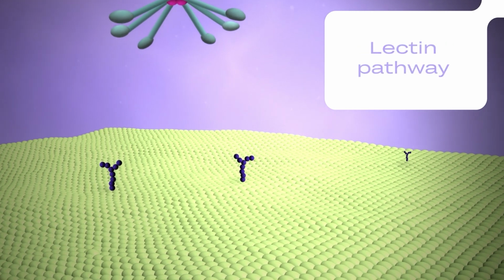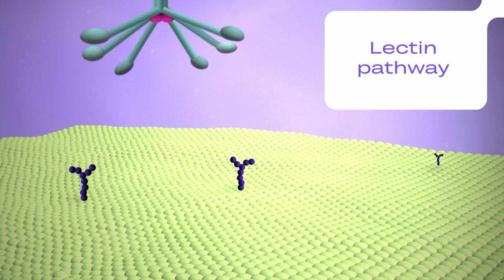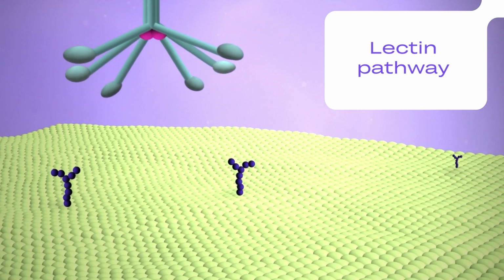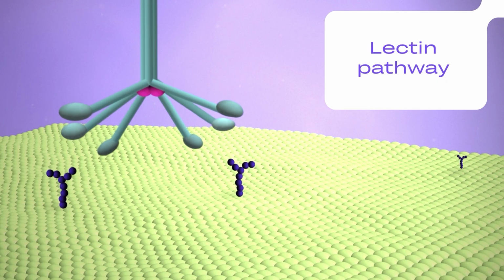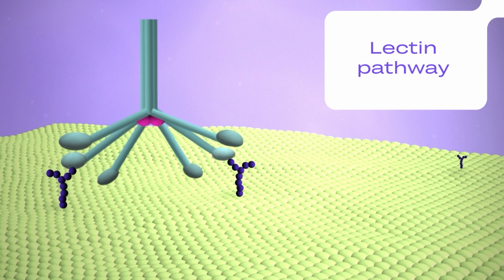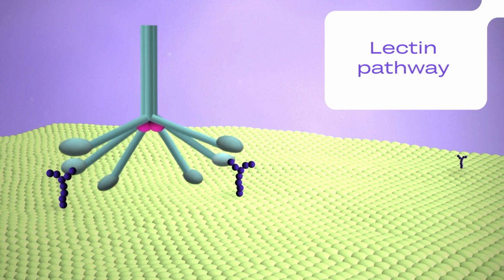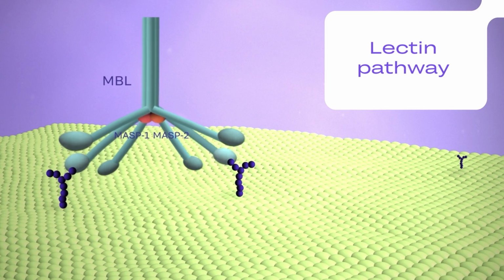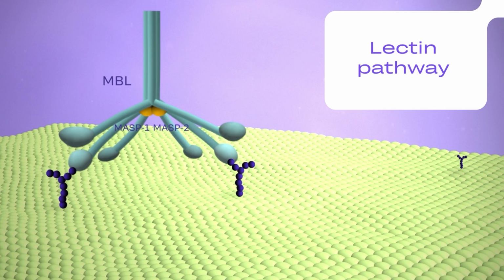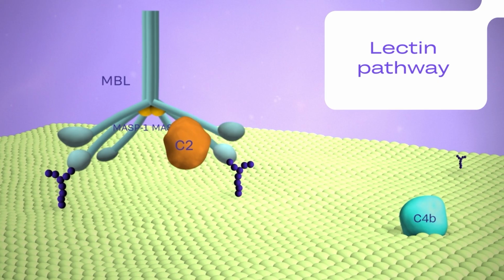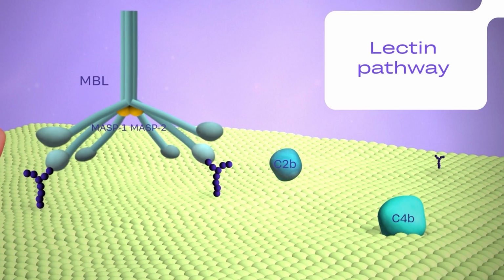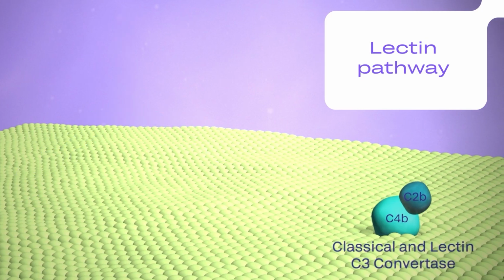The lectin pathway. The lectin pathway is activated by specific carbohydrates common on the cellular surface of pathogens. Similar to the C1 complex, mannose-binding lectin, MBL, combines with MASP1 and MASP2 proteins, binds to cell surface carbohydrates, and activates them as serine proteases. These enzymes cleave C4 and C2 just like in the classical pathway. In both pathways, C4b covalently binds to the cell surface. C2b then binds to C4b to form the classical and lectin pathway C3 convertase.